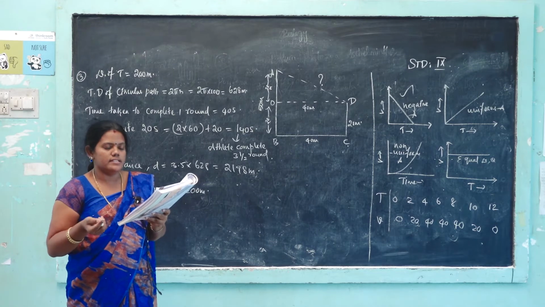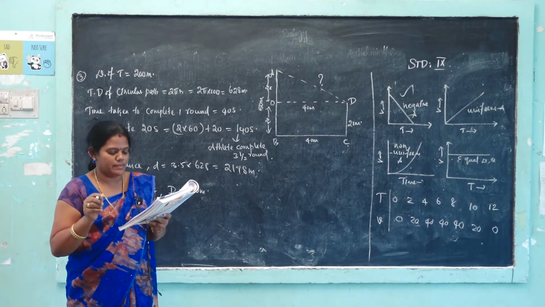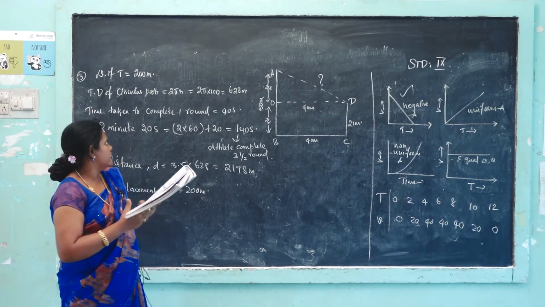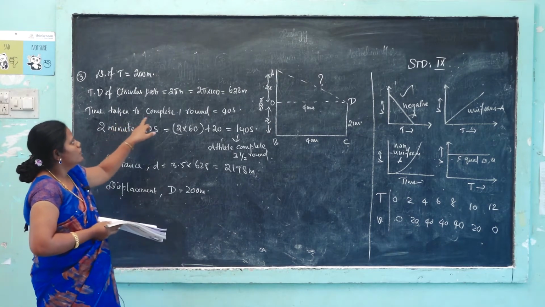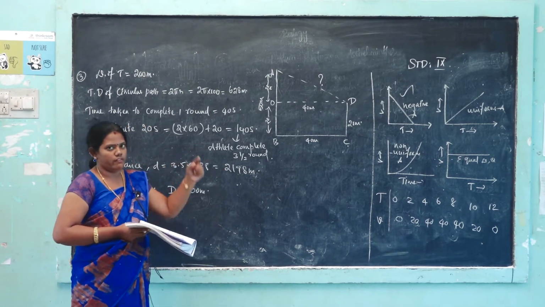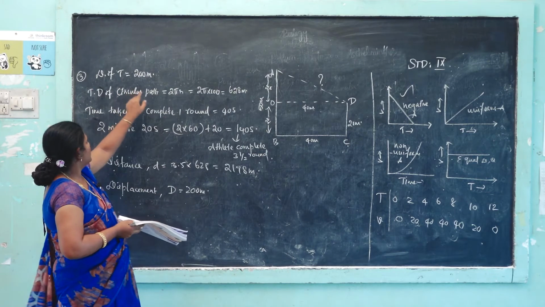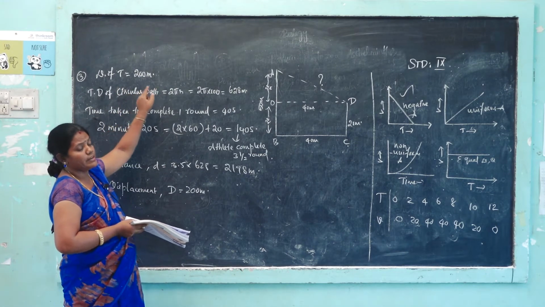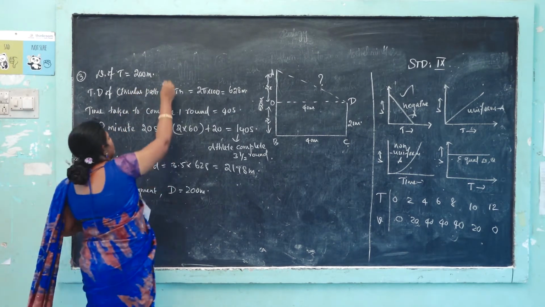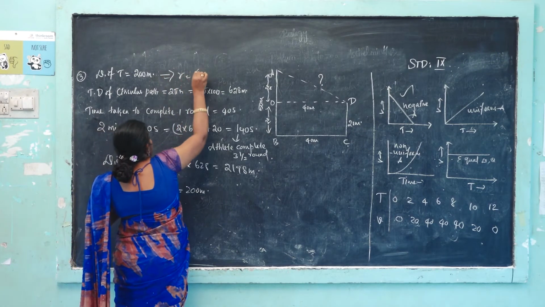So 200 meter is the diameter. So radius is 100 meter. Okay, in 40 seconds, an athlete runs around a circular track. The diameter of the track is 200 meter. So what will the radius be? Radius r is equal to d by 2.